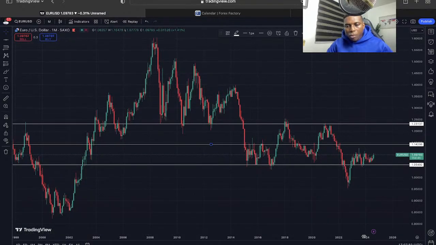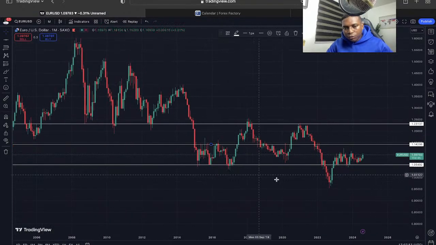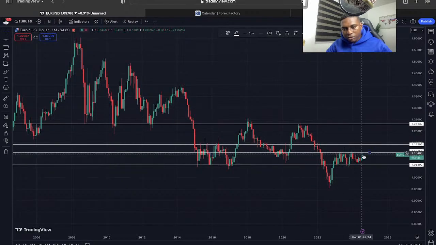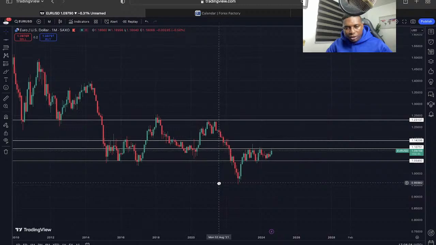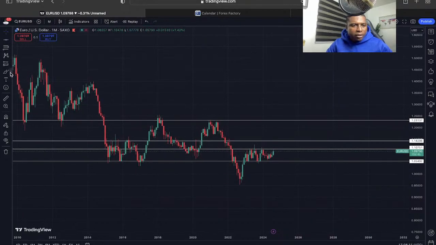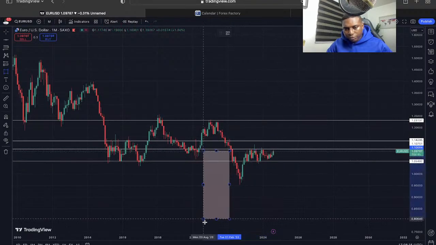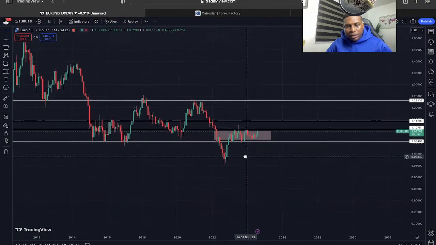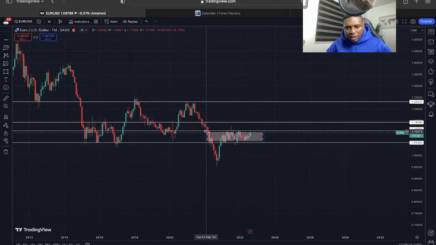Interesting. Now, looking at how price has moved thus far, we can see clearly here that price is ranging between this box. Let me move this here so we can see. Let me get this. So let's look at this. When we look at this, we can see that price is ranging within this box here.